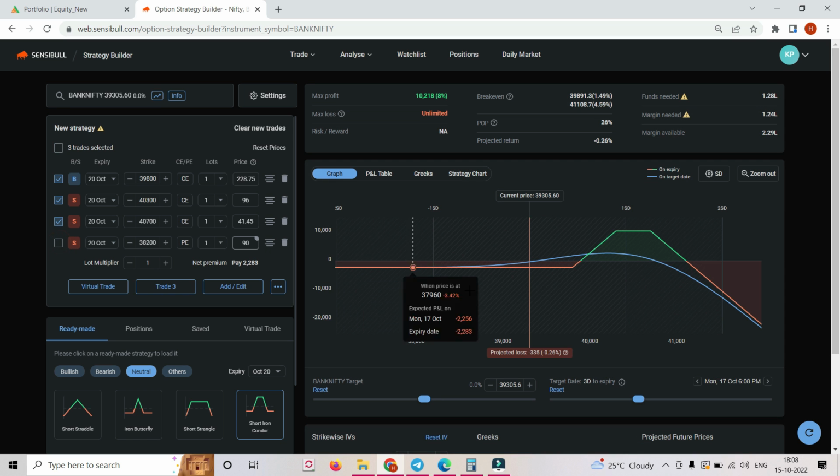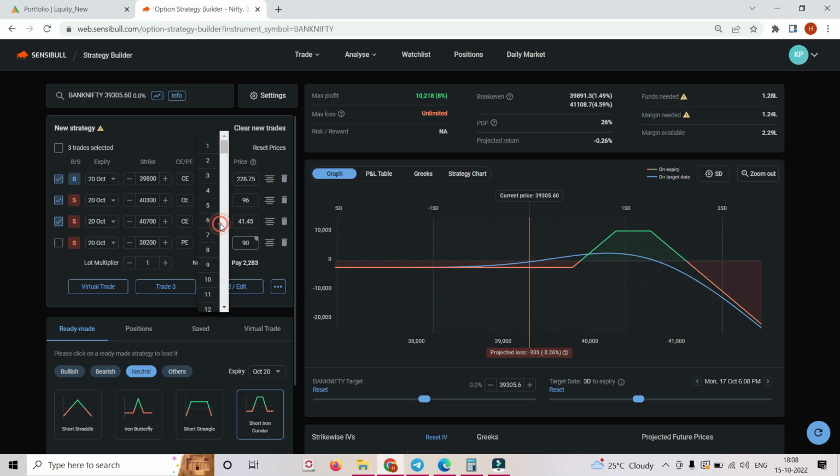Okay, I'll tell you one more thing also. What if the market only goes up? I'm sure the market will not go down. Then what you can do is just go for 2 lots.